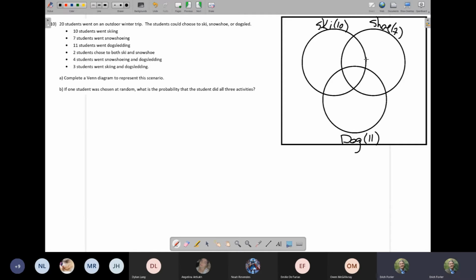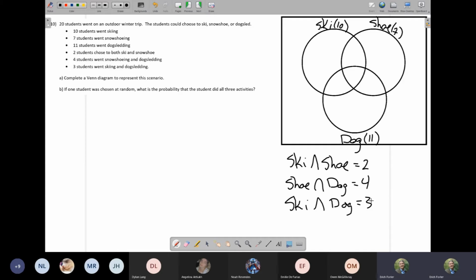So in this case, they don't give us an easy way of figuring out which side of the lines they're going to fall on. So the intersection between skiing and snowshoeing, there are 2 people in that category. The intersection between snowshoeing and dog sledding, there are 4 people that fit that criteria. And the intersection between skiing and dog sledding, there are 3 people in that category. So if we look at where those fit on our Venn diagram, skiing and snowshoeing, that's the overlap area in there. We know there are 2 people that fit in that category.